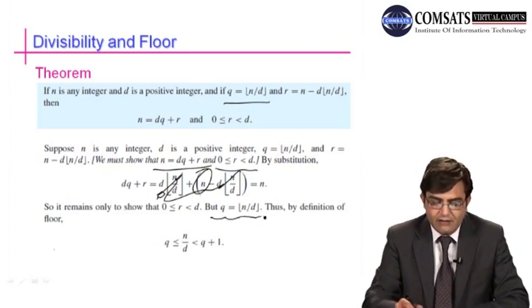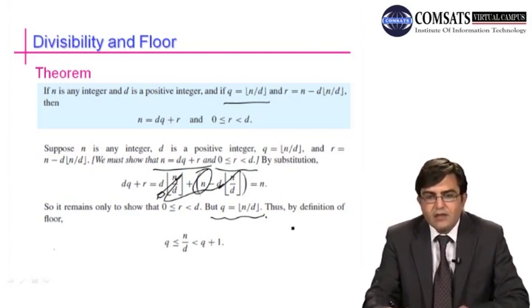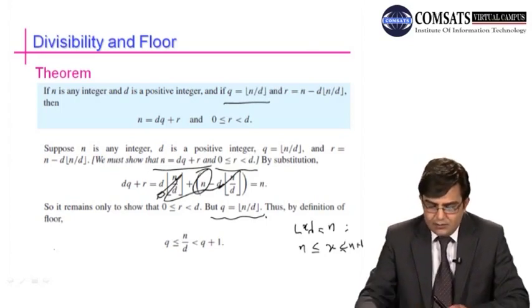Here we have applied the definition of the floor function, as we have studied, that floor of x is equal to n such that x is greater than or equal to n but less than n plus 1. So we have applied the same definition here on floor of n by d. Here we can write n by d greater than or equal to q, less than q plus 1. We need to prove r is greater than or equal to 0 and less than d here.